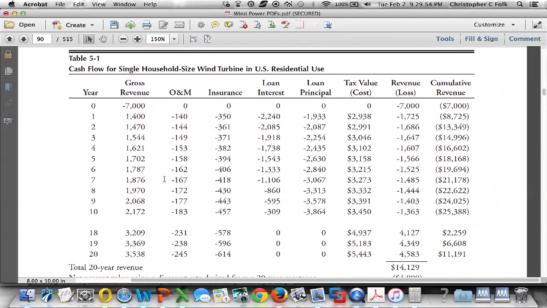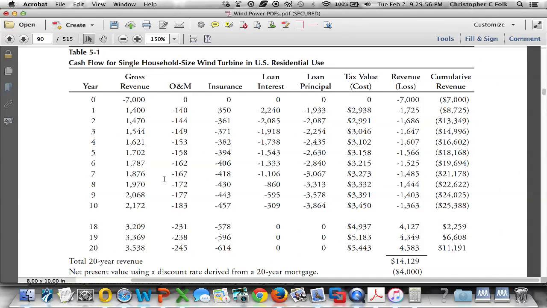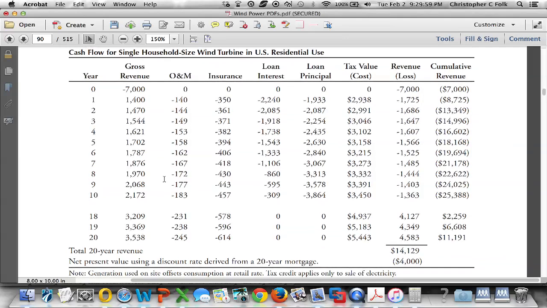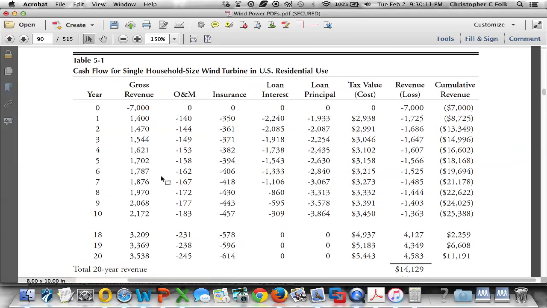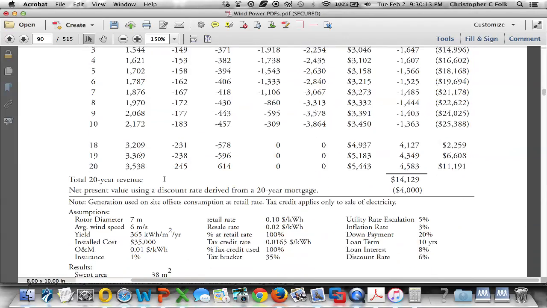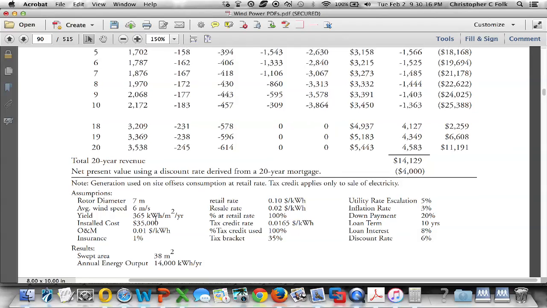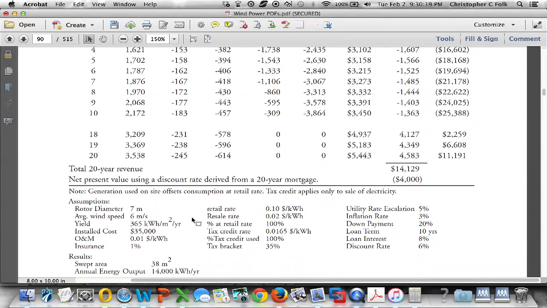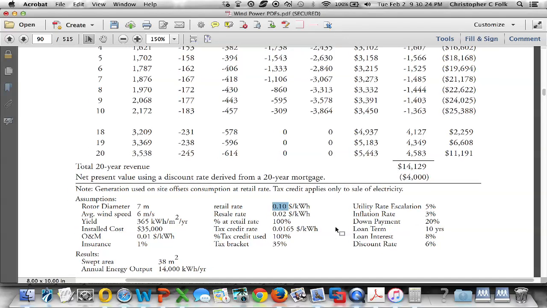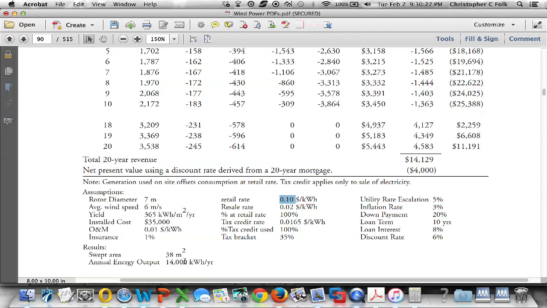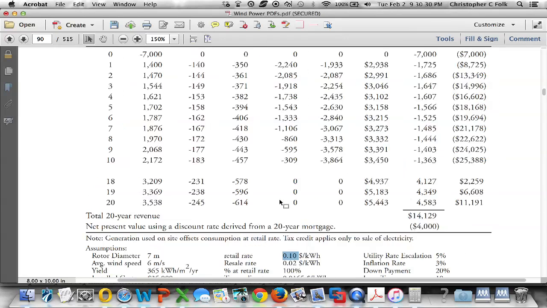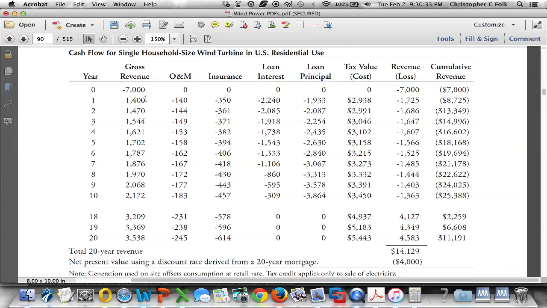So this is cash flow for a single household-sized wind turbine in the United States for residential use. This is the turbine that you can see on the corner of Highway 151 and Highway V near Columbus. Same exact wind turbine here, right? And so we can see on this that the installed cost is listed here at the bottom as $35,000. It was buying its electricity at 10 cents a kilowatt hour, and if we can determine that it makes 14,000 kilowatt hours a year, 14,000 times 10 cents is, look at that, it's making $1,400 a year.